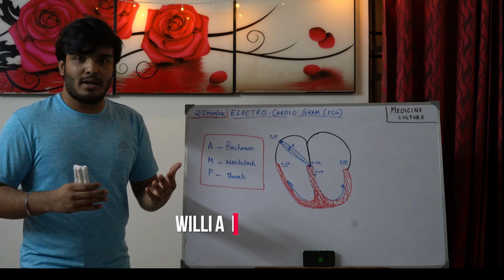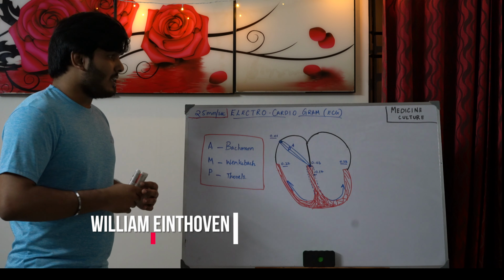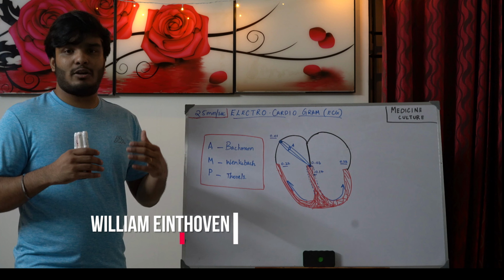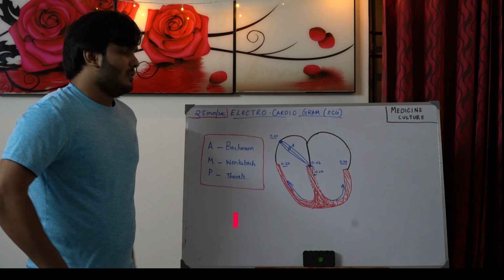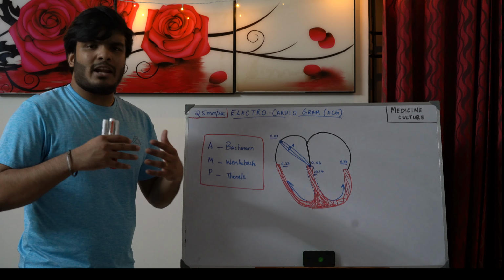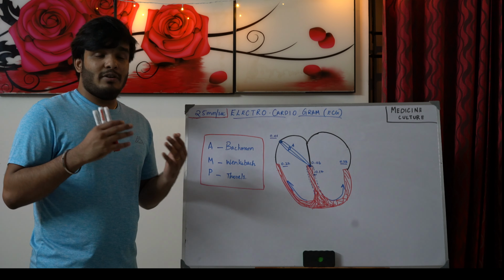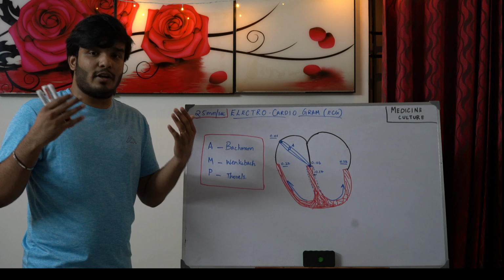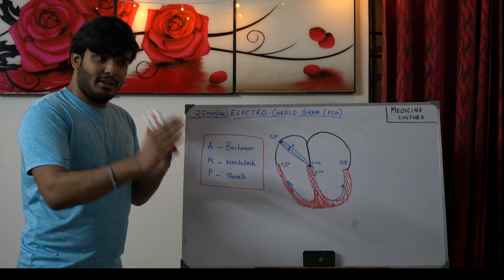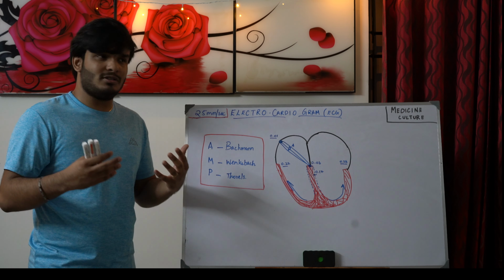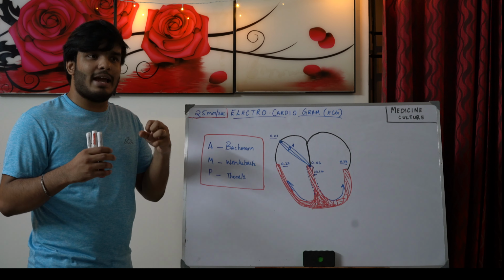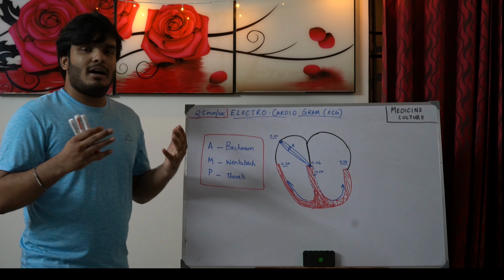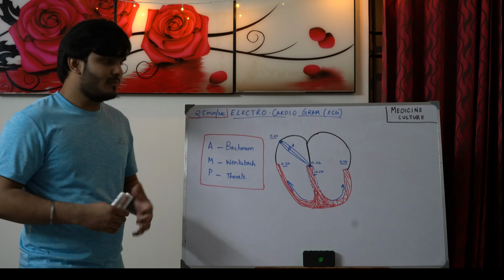William Einthoven, in the year 1905, recorded the electrical activity of the heart with the help of leads. A lead is an electrode or a pair of electrodes usually. It creates an imaginary line to the heart and records the potential difference. It captures the electrical activity of the heart. That's what William Einthoven discovered.